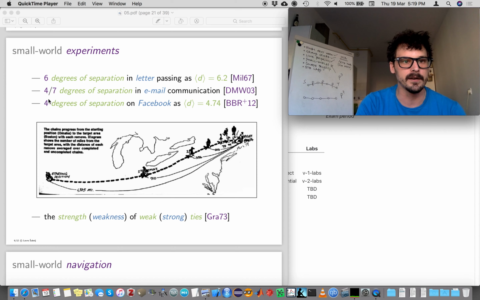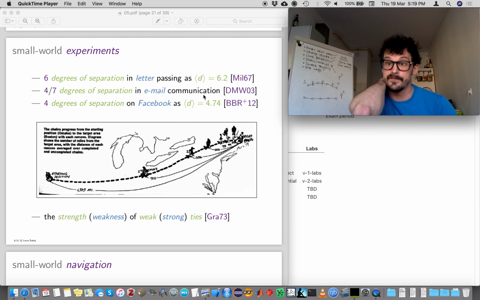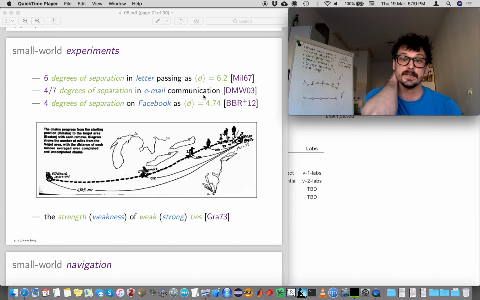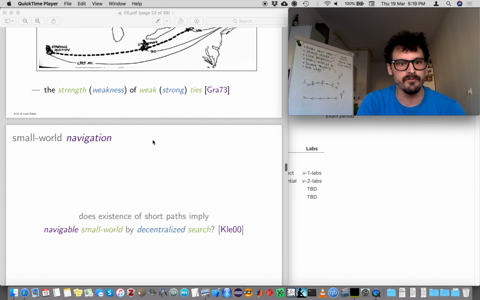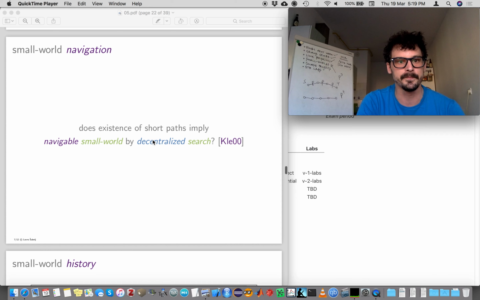The final bullet here is just saying that on Facebook, the average distance in 2012 was 4.7, which they called 4 degrees of separation, but which would actually be 5 degrees of separation, as we already discussed in class. So these are probably the most famous small world experiments reported in the literature. If we move on, we only have 2 more slides.